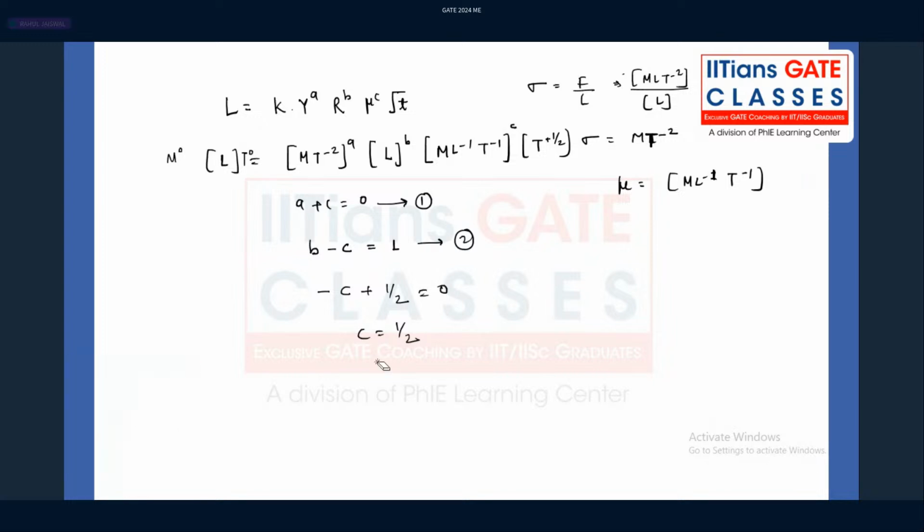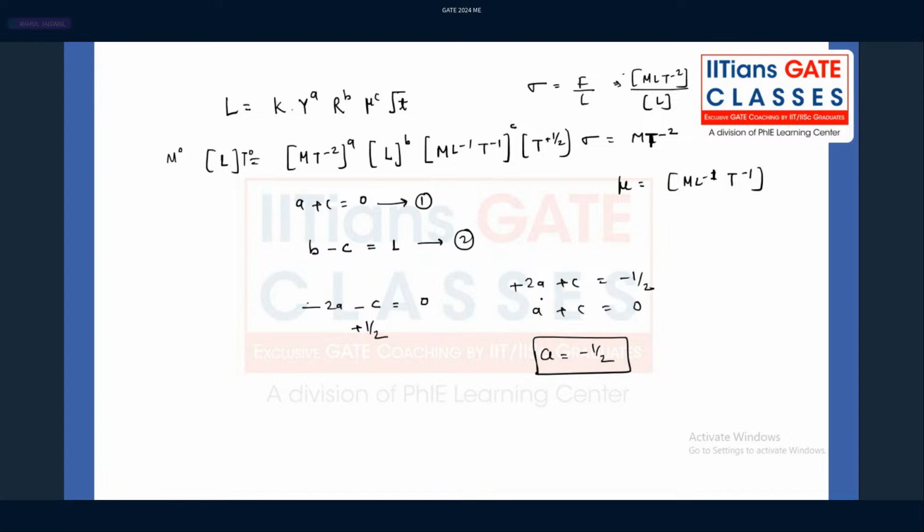So from here, 2a plus c is equal to minus half, and a plus c is equal to 0. If you just solve, a plus c is equal to 0 and 2a plus c is equal to half in magnitude, so a is equal to plus half. Similarly, what is c? c will be minus half. And what is b? b is 1 plus c, which is obviously again half.